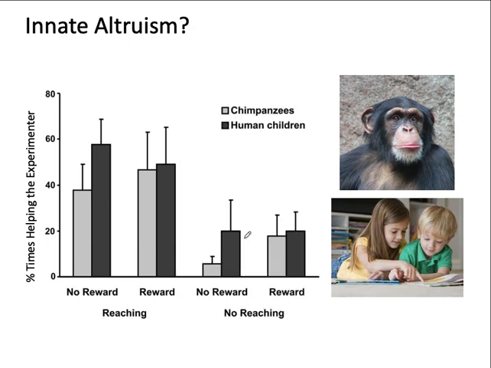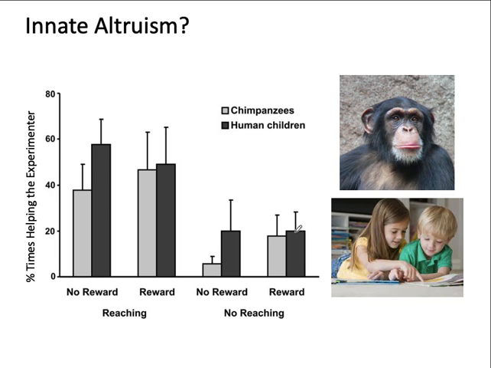So here are the results for the same protocol where the experimenter drops something, but this time they don't reach for it. They drop something and they just sit there. And what we see is that both humans and chimpanzees are less likely then to help because it's less obvious, perhaps, that the experimenter needs help. But they do so at similar frequencies when there's a reward, right? So similar kind of pattern. Humans and chimps are not that different when a reward is involved, whether the experimenter is reaching or not reaching.